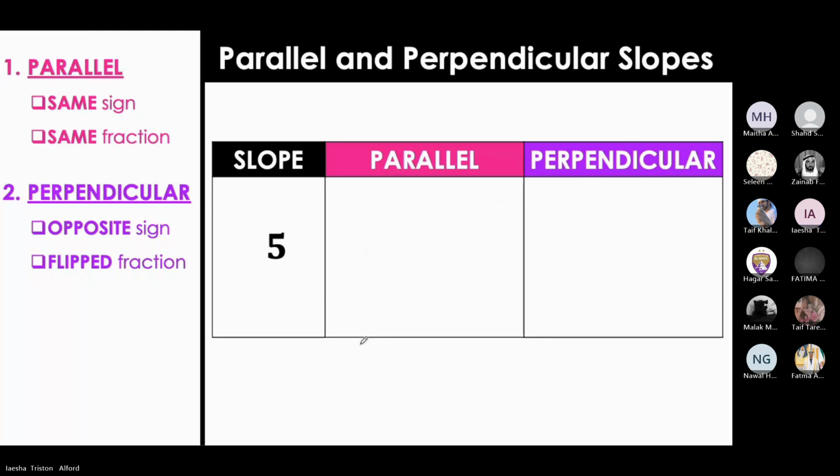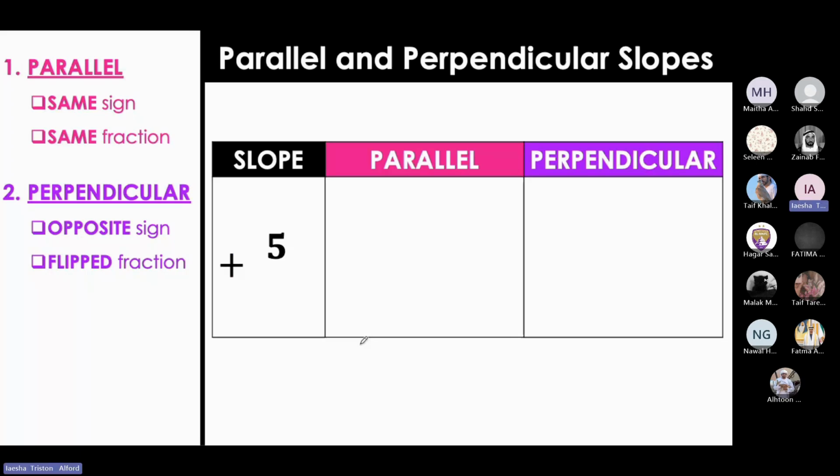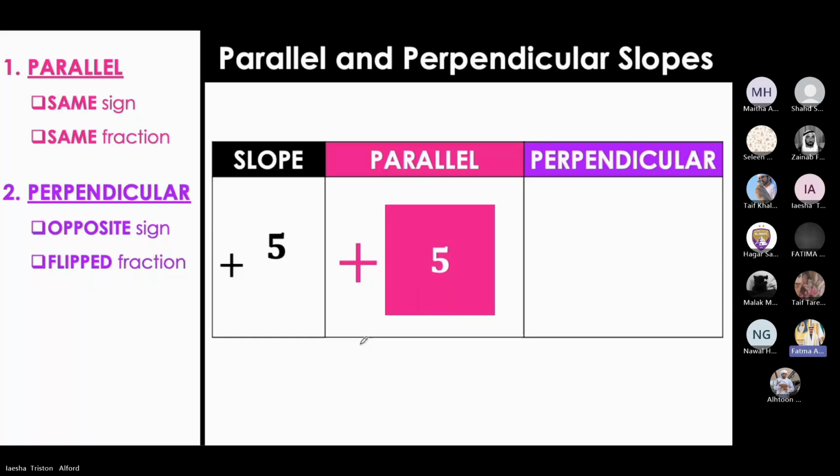Another one, you have this slope. It is positive 5. Parallel should be the same sign in the same fraction or number. So what's in the parallel box? Positive 5, or positive 5/1. Correct. So remember, to make the perpendicular, you need a fraction. That means that the slope in this box, you have to make its fraction. How do you make the positive 5 into a fraction?